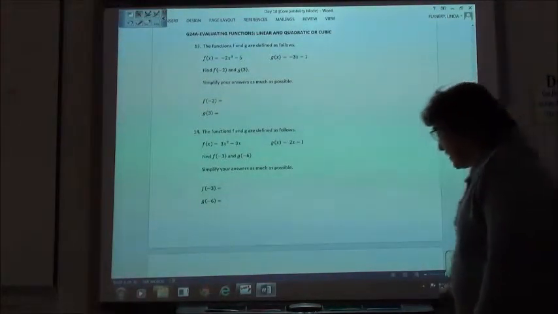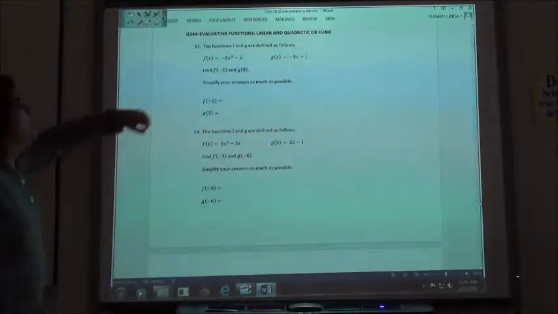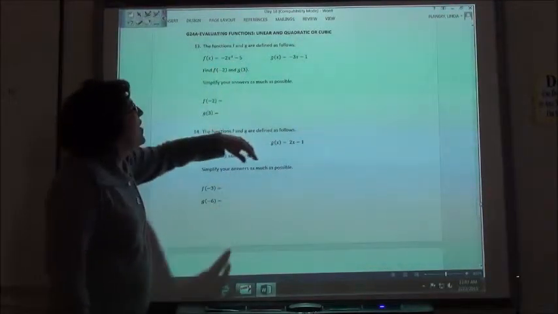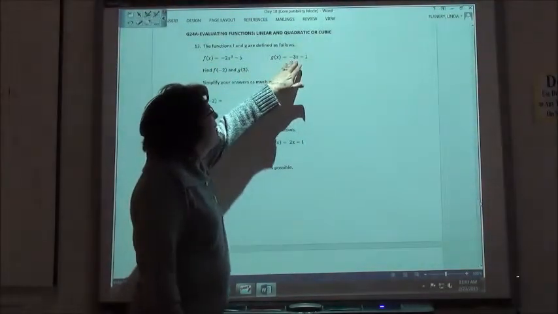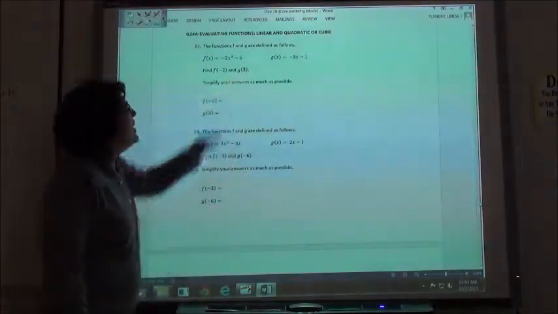Numbers 13, 14, 15, functional notation. Evaluating functions is given below. This function f of x is negative 2x cubed minus 5. G of x is negative 3x minus 1. It tells me to find f of negative 2 and g of 3.